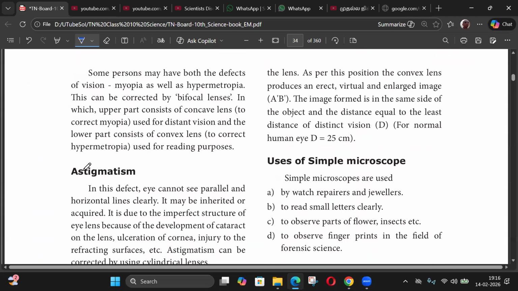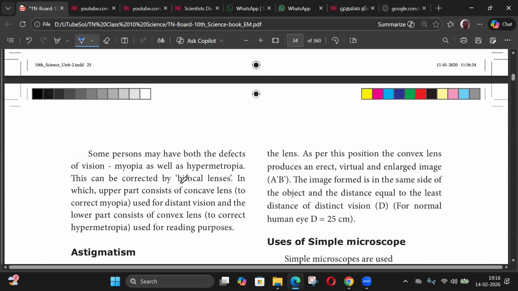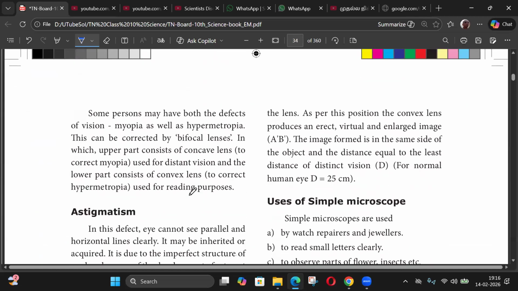Here it's bifocal, where both problems are there. The lens in the specs will be divided into two parts, the lower part and the upper part. For reading a book, they need to use the lower part, right? That is for old people, convex. The upper part, for seeing the board, is for students, so that is concave. So this is a bifocal lens.